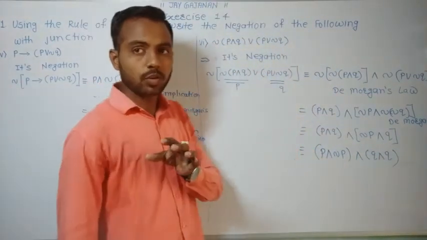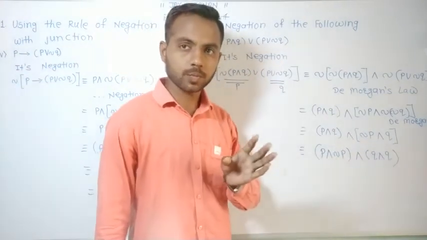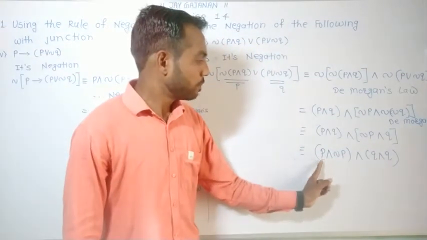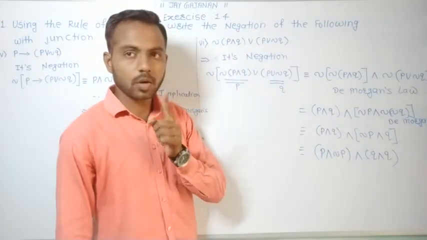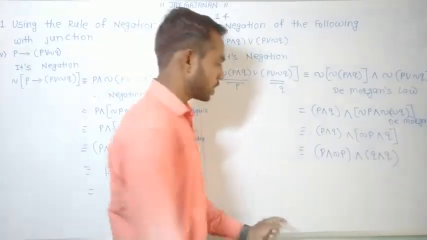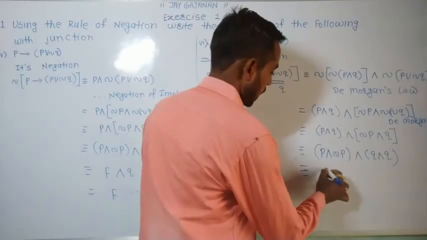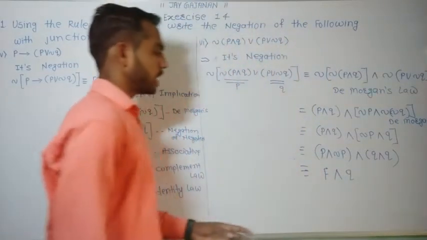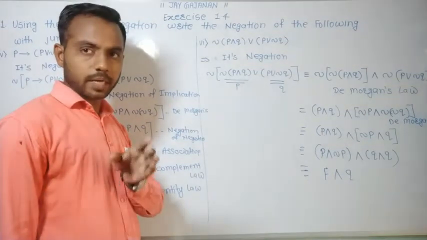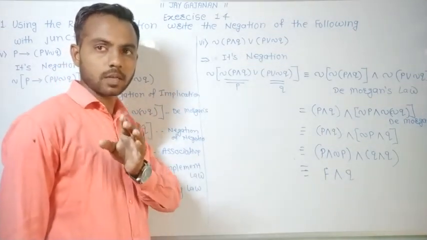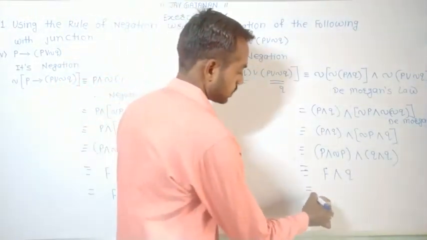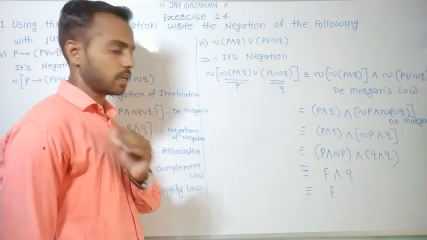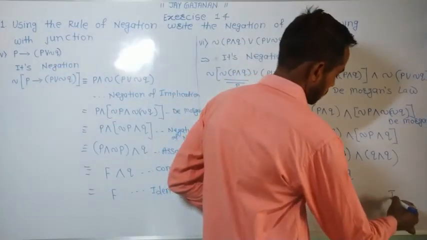By idempotent law, we know that Q and Q is Q. The first law, idempotent law, Q and Q is Q. P and negation P, by the complement law, is F. Okay. So here write down F and here Q. And we know that F and Q is F, because by identity law F and a statement is F. Last, identity law.